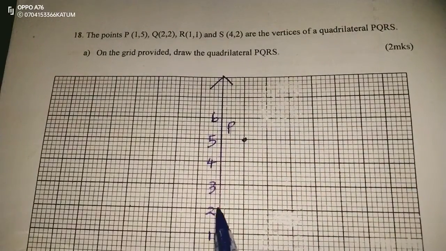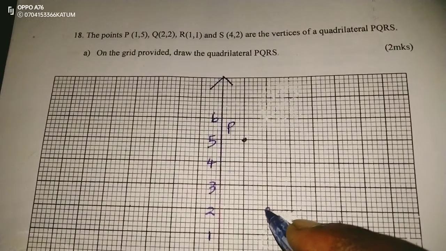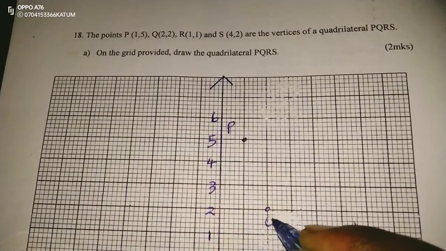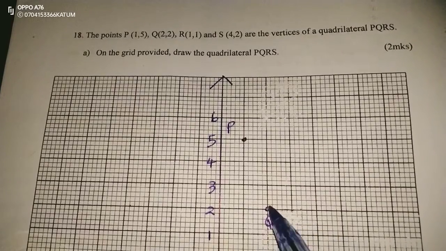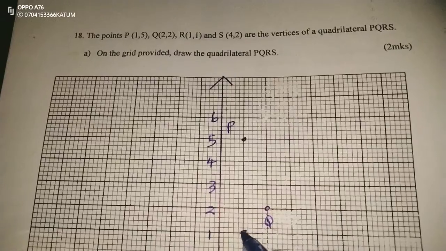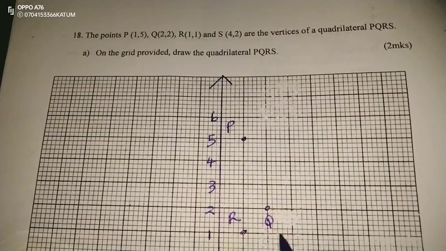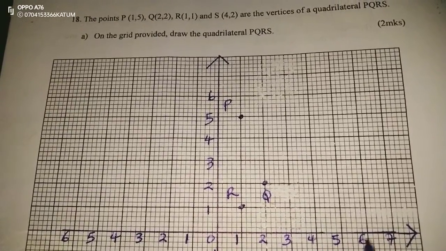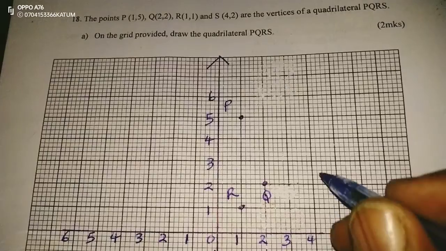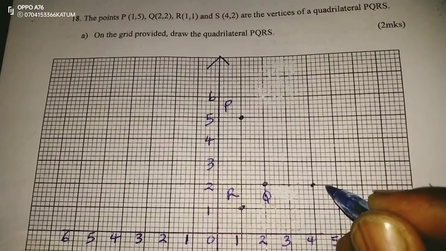Then we have Q(2,2). So (2,2) is going to be our Q. Then we have (1,1). (1,1) is going to be our R. Then we go to coordinate (4,2), so that we may get our coordinate S.